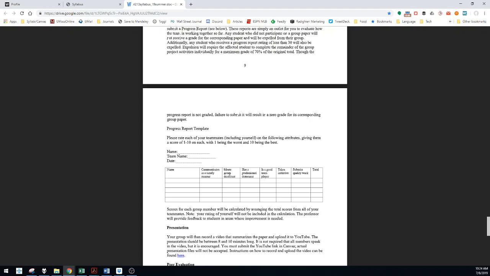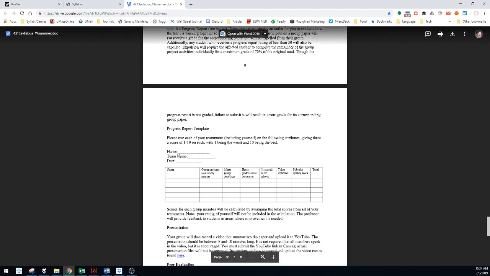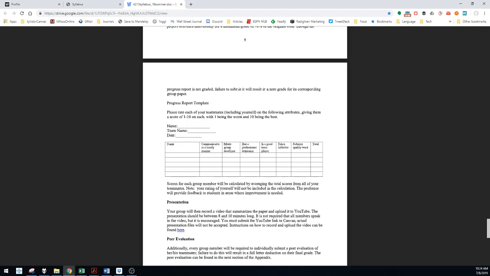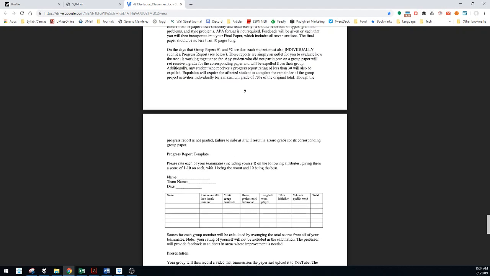Okay, so for anyone who gets an average rating from their teammates of less than 30, you will be kicked out of your group. Okay, if you are kicked out of your group, you will have to do this entire project on your own for a maximum 70% credit. Okay, it's a steep penalty. I understand that, but it hopefully will motivate you to be communicative and of high quality from day one.